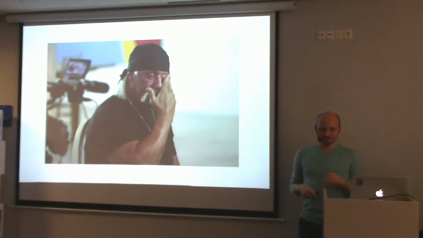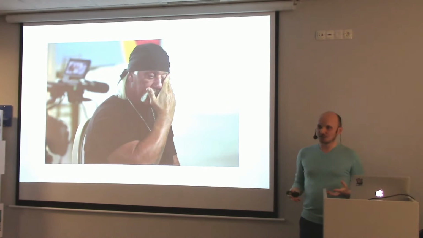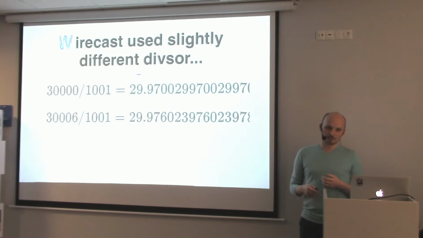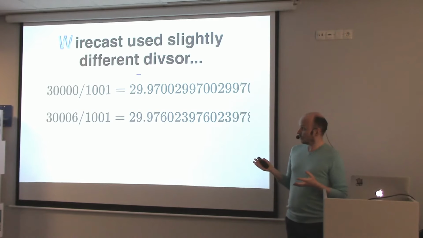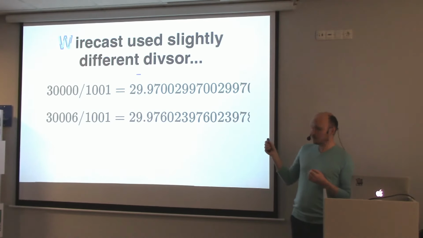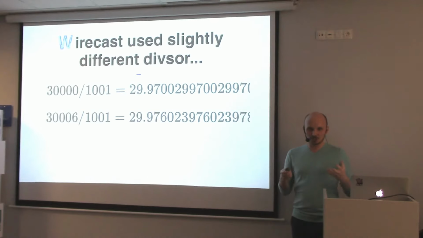And this was the time when Hulk cried, because all his assumptions were lost. He had to do a floating point computation and then extend his logic with the way he synchronized his audio and video. And the answer to this was this: even Wirecast used a slightly different divisor. So you don't get 29.97, but you get 29.976023 something. So even at these decimal places, you can get variations depending on the software that does the streaming.